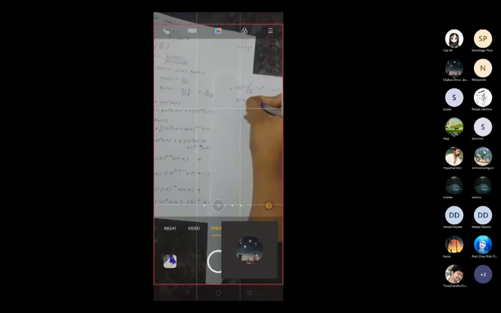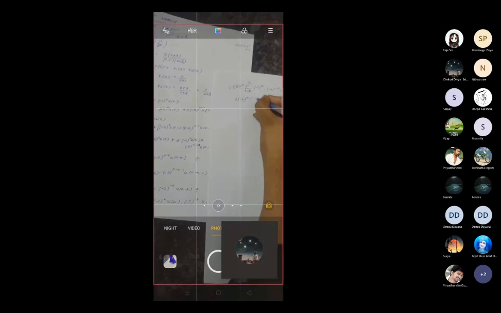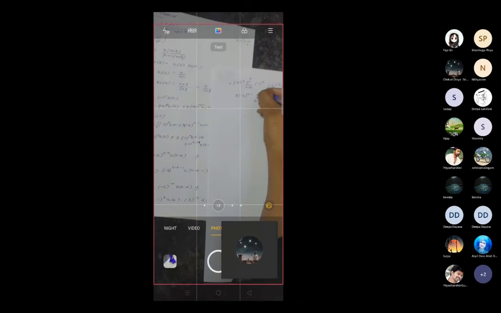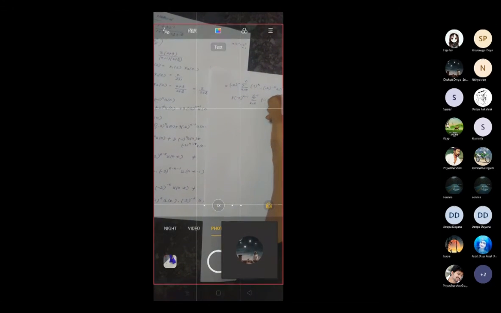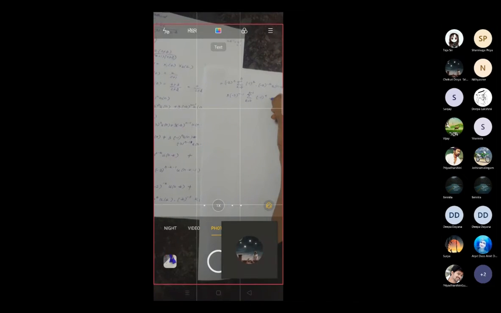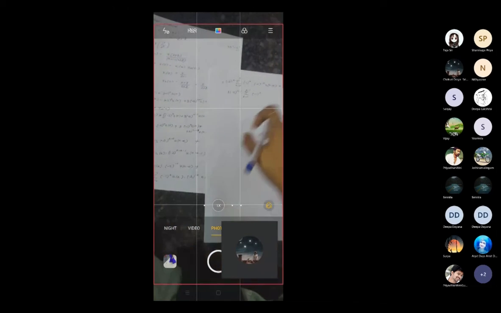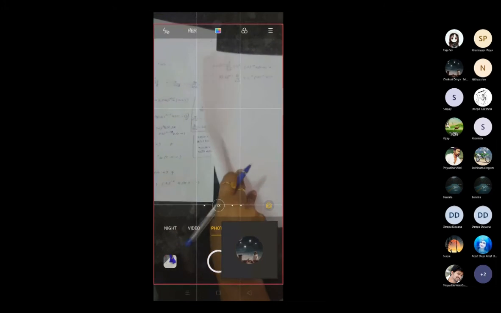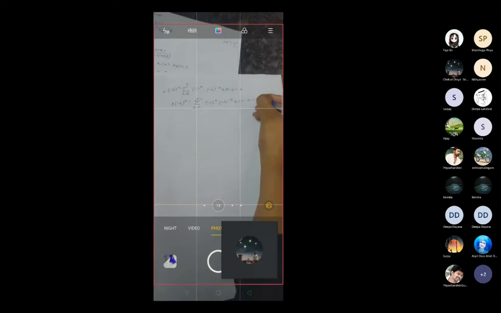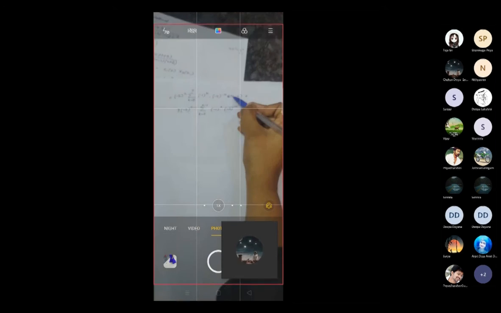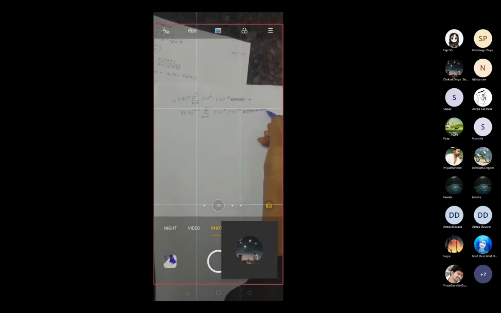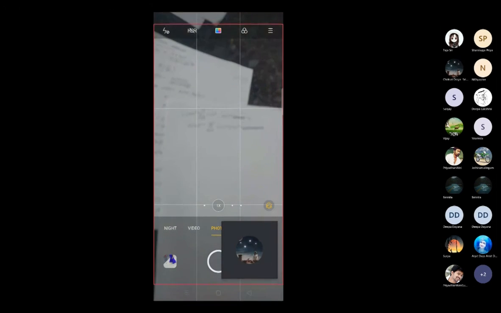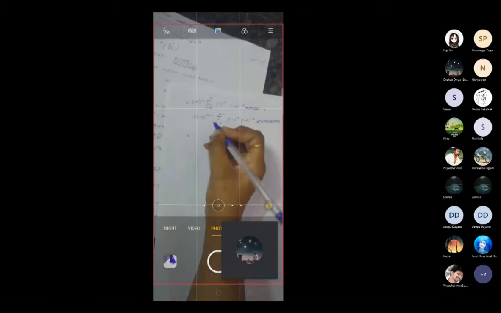Plus 3 into (-2)^(n-1) summation k equal to 0 to n minus 1, (-1)^k into u[k]. The u[k] value will be 1, so into (-2)^(-k) into u[n-k-1]. Sorry, this also will become 1, so there is no need to write the u[k] term there. Next, simplify and write.